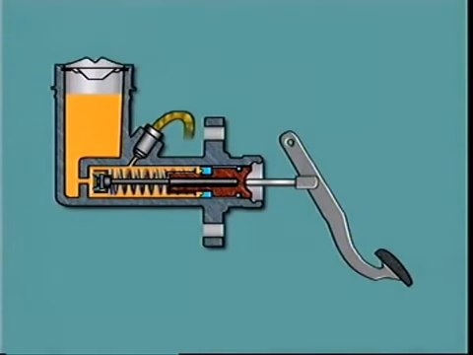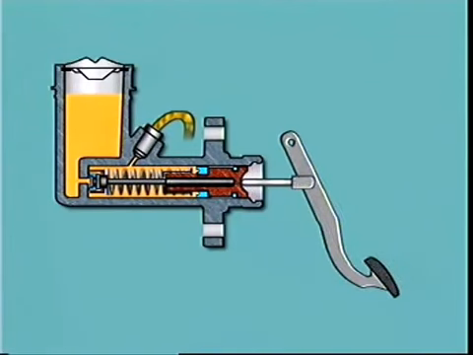With the pedal in the off position, the center valve is clear of the inlet port and fluid can flow to or from the reservoir into the cylinder. When the pedal is initially depressed, the piston is moved forward, taking the valve assembly with it. The center valve closes off the inlet port from the reservoir, trapping fluid in the cylinder bore.